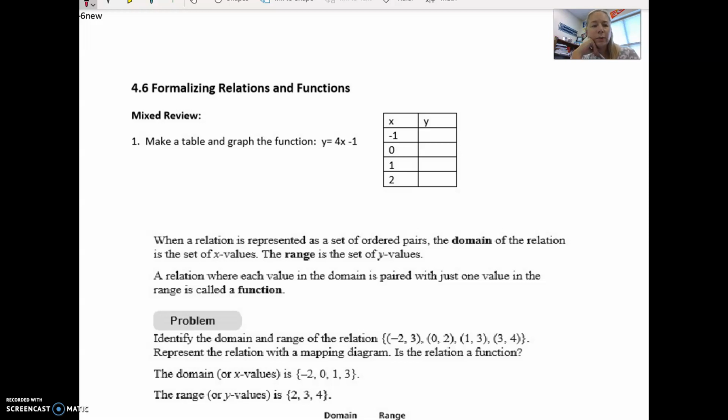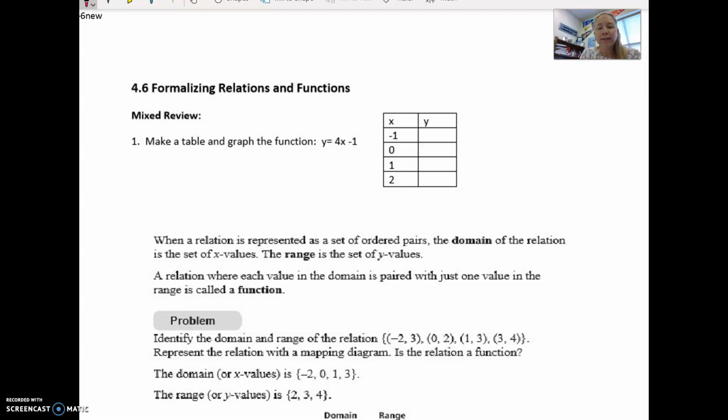So today we're going to be talking about section 4.6 in your book. Really, it's a fairly short lesson, and it is just formalizing what a relation is and how it is related to a function. So in this first section, as we've seen before, I have a problem for mixed review.